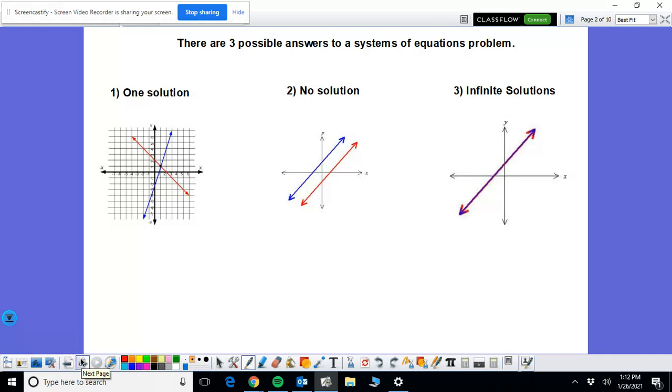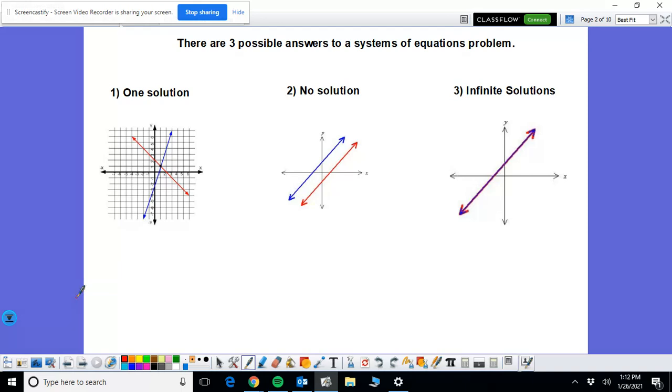Systems, and this is a very important slide, so make sure that you get notes, hit the pause button, like I said, when you need to. Systems have three possible answers. You can have one answer, you can have no answers, or you actually can have an infinite amount of answers. So the possibilities, this is it. This is all you got. You got one answer, no answers, or an infinite amount of answers.